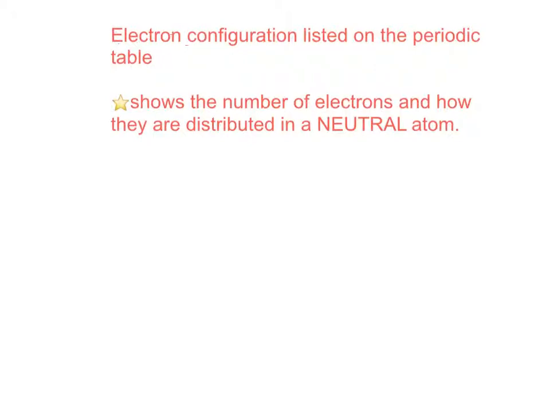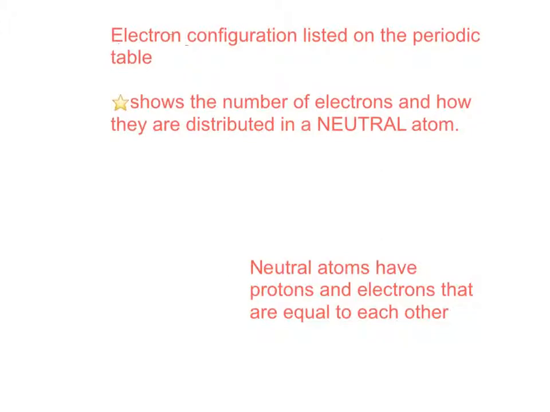Okay, so to recap, the electron configuration that we have listed on our periodic table shows us the number of electrons and how they are distributed in the energy levels or the rings in a neutral atom. When we say neutral atom, we're talking about an atom in which the protons and the electrons are equal to each other. Keep in mind that protons are positively charged and electrons are negatively charged. So when we have equal numbers of positively charged subatomic particles and negatively charged subatomic particles, the atom overall is going to be neutral.